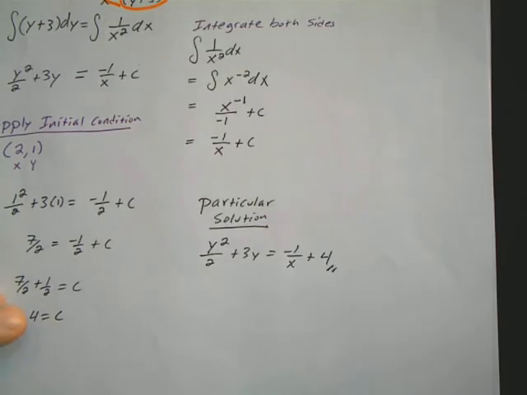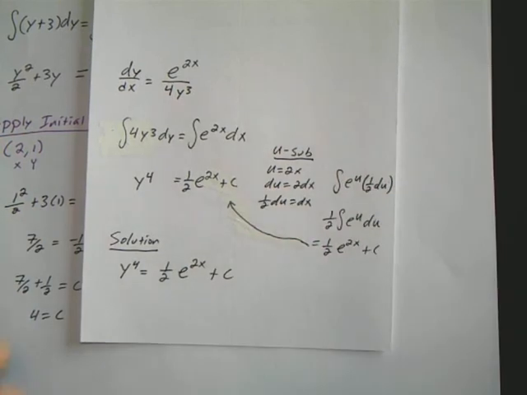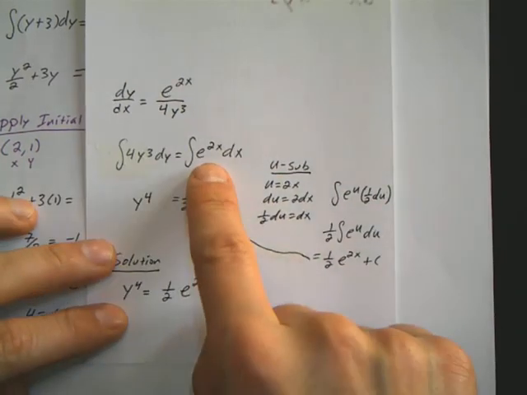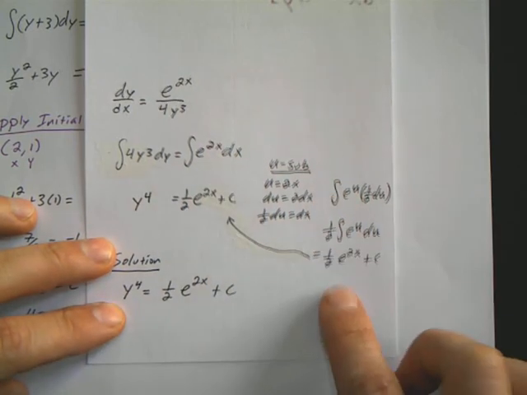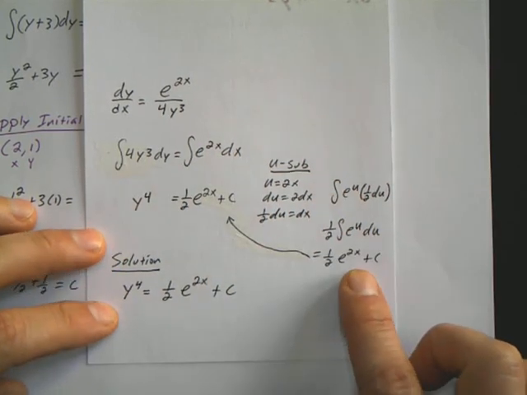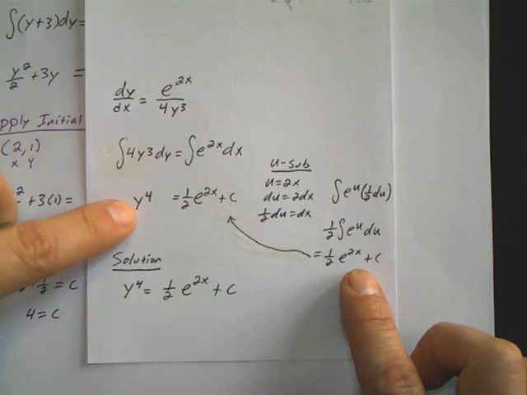So this is the solution. So what I did is I had to do a u-sub over here on the right side, the integral with respect to x. The 2x required a u-sub. You can kind of see what I did over here. And the integral of 4y to the third is just y to the fourth.